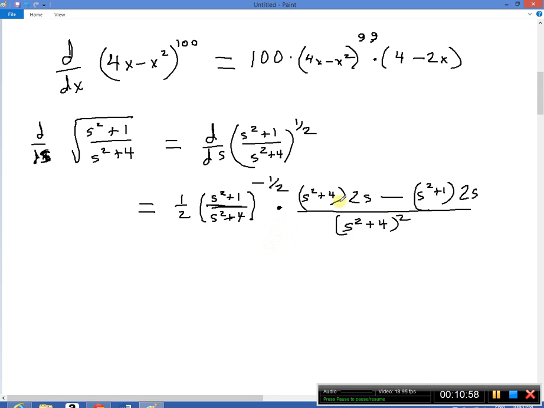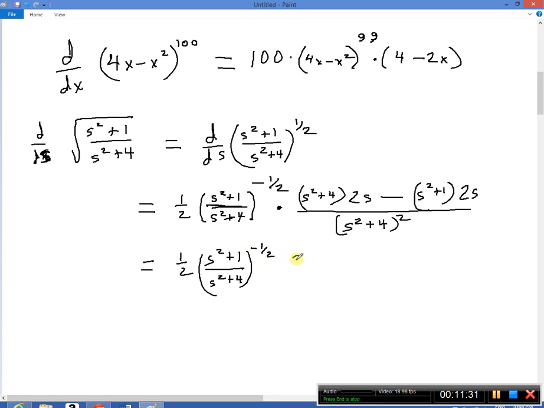Okay, at this point, it just feels like there's going to be a lot of stuff that's going to simplify, maybe. I can certainly pull out a 2s from here. Factoring is usually a good thing. That 1/2 is probably going to cancel with that 2, but I'll take care of that in a minute. This to the minus 1/2, well, I don't know, I'm just going to leave it. S squared plus 1 over S squared plus 4 to the minus 1/2.